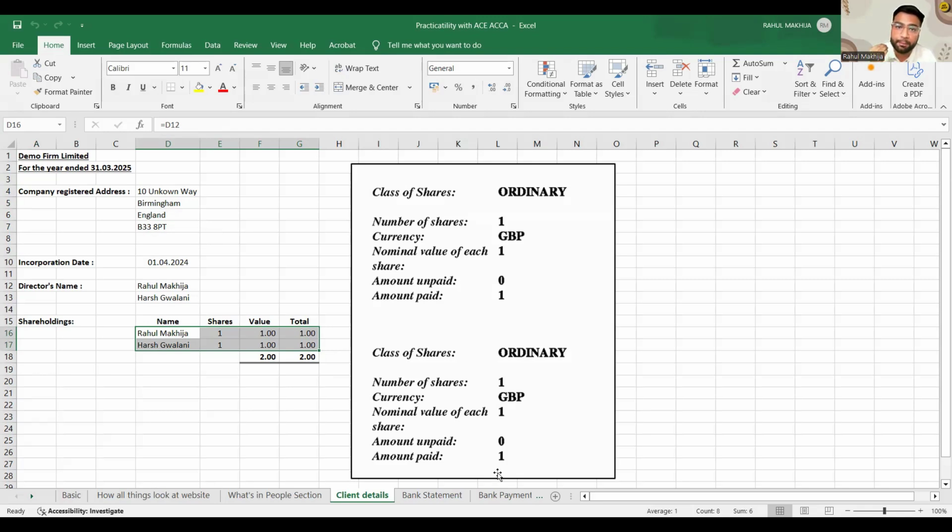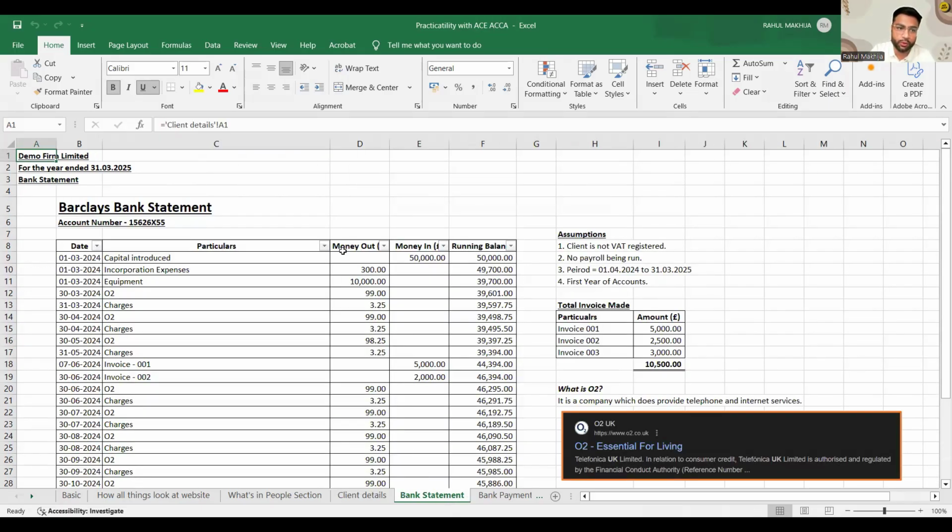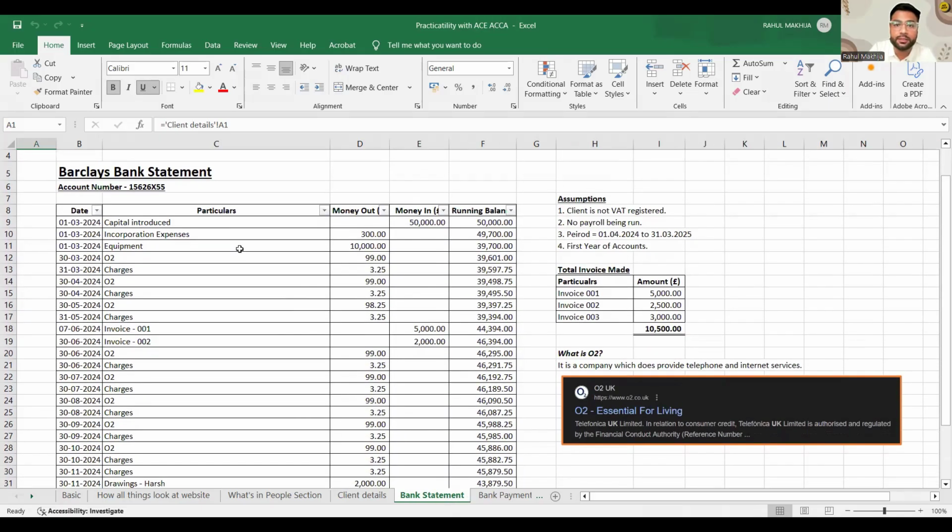Whether director introduces a capital or takes drawings, we record in that ledger, and that ledger is known as director's loan account, which is also necessary because company and director are a separate entity. Okay, so we will move forward ahead through bank statement, which is being provided by the client.